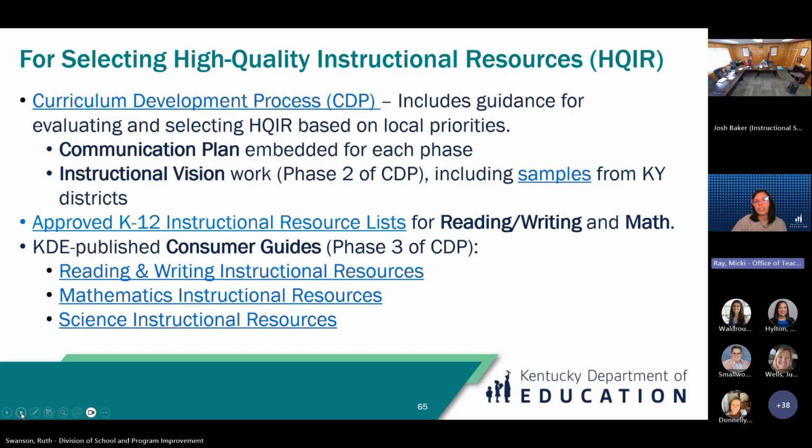But you can see there, beyond just the approved lists, we have consumer guides in place for reading and writing, math, and for science. And this really comes into play in phase 3. The value of those consumer guides is that it delineates the markers of high quality for each specific content area. So if you're curious how we have been able to establish the K through 12 list for reading and writing HQIR, that consumer guide will show you the markers that had to be met for reading and writing in order for those resources to be deemed of high quality. So I hope that will be helpful for you if you are just starting this process or starting to scale and expand the work that you've done around HQIR.